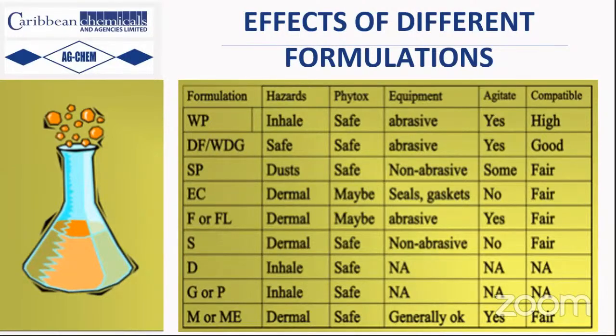But let me not bore you and go through this entire table, let me just look at the compatibility of each formulation. The dry flowable and the WDG, very good or good compatibility. For the soluble powders, the emulsifiable concentrate, and the flowable liquids, they are fairly good in terms of compatibility. Solubles, fair as well. The dust, not applicable, not very compatible. Granules, not very compatible. And the ME, which is micro encapsulated, fair compatibility. An example of a micro encapsulated product is Prowl.